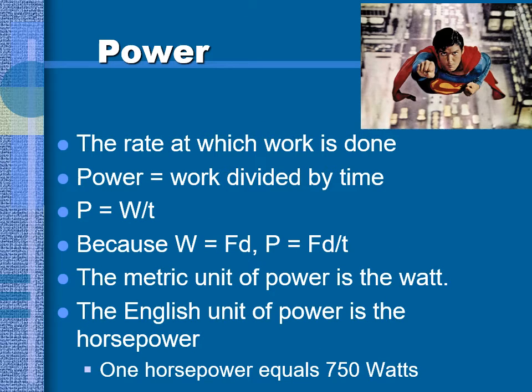Power. Power is the rate at which work is done. So work is changing energy, right? It's making one type of energy change into another. So think about drying your hair. When you dry your hair, you're changing electrical energy into thermal energy. So the electricity is turning into heat.